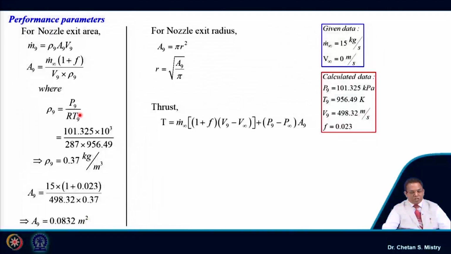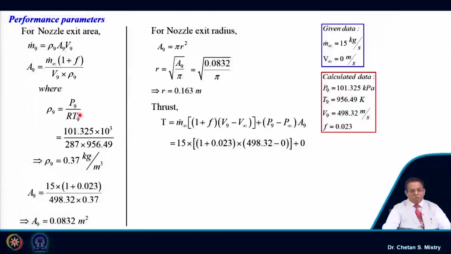Okay. Now, once we have calculated that, we can calculate the radius of the exit, and that is coming 0.163 meter. Okay. So, now for this thrust calculation, we have all the parameters which are known to us. So, let us put these numbers, since my V infinity is 0, and here in this case my P9 equal to P infinity, that is the reason my pressure thrust will be equal to 0. So, be careful about this part.